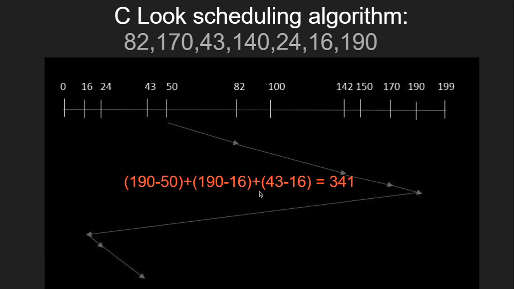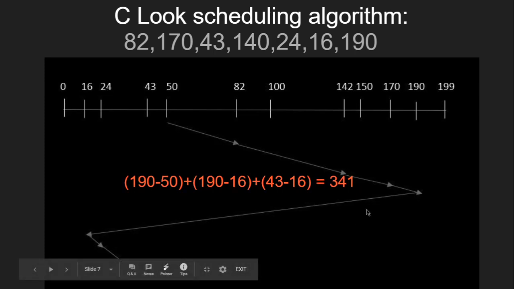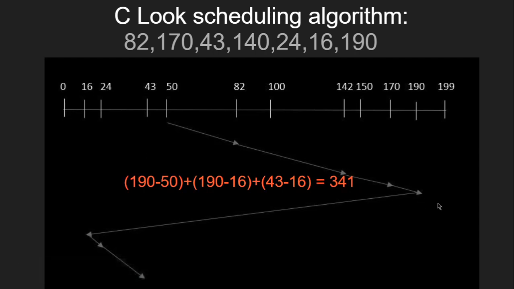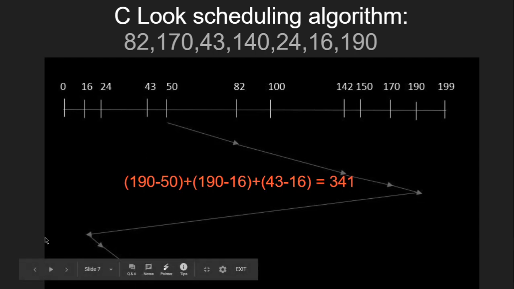So the difference is that circular SCAN and circular LOOK make a swipe from one end to the other, as the name circular suggests. But SCAN always moves to the extreme end on both the right and the left-hand side, whereas LOOK goes only to the maximum and minimum requests available in the given sequence.